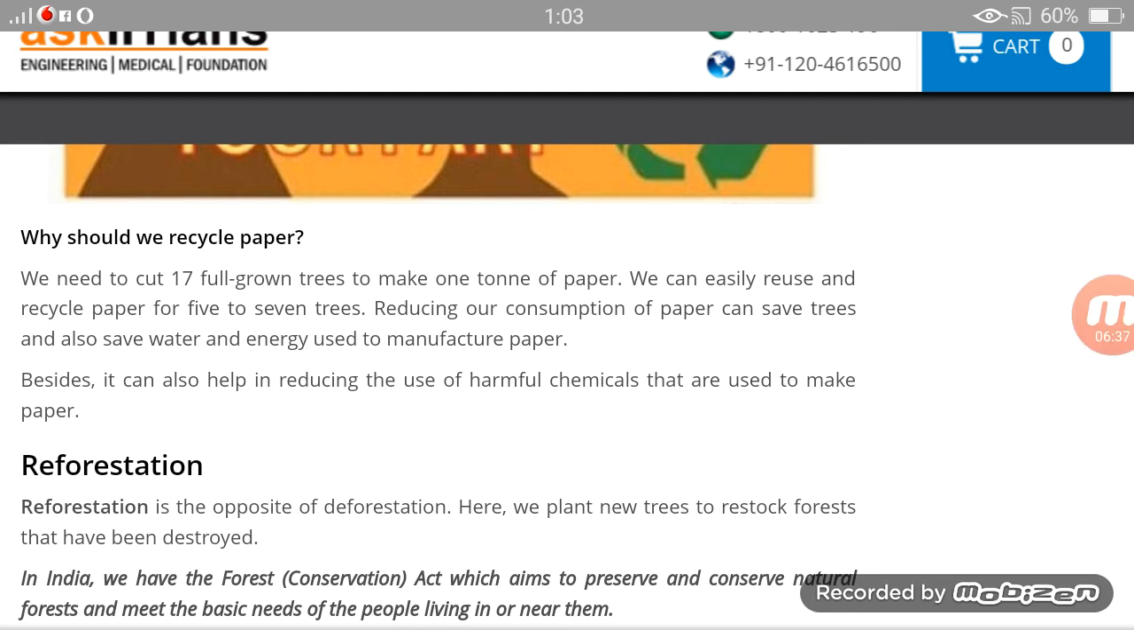If we can easily reuse and recycle paper, we can save 5 to 7 trees. It is given also that we can easily reuse and recycle paper. Even in your 6th class NCERT book, it was also given in some chapter, I think Garbage In, Garbage Out, or some chapter, that how we can recycle paper, and certain steps were given, if you can recall. So reducing our consumption of paper can save trees and also save water, energy used to manufacture paper.